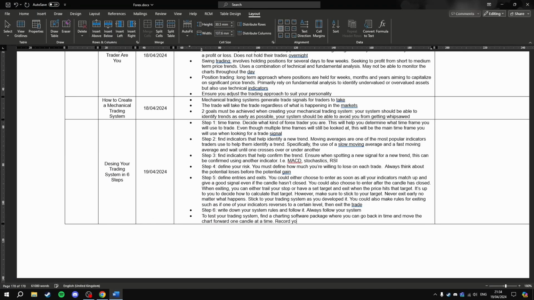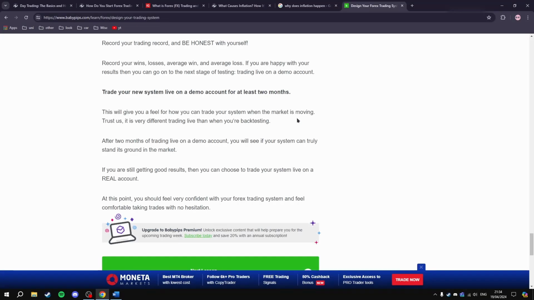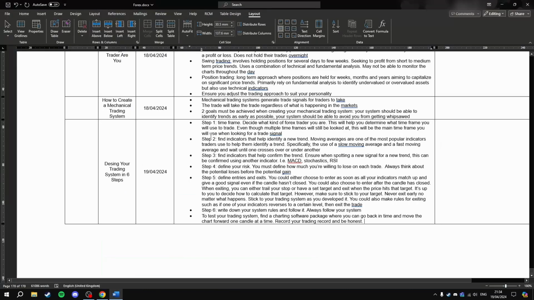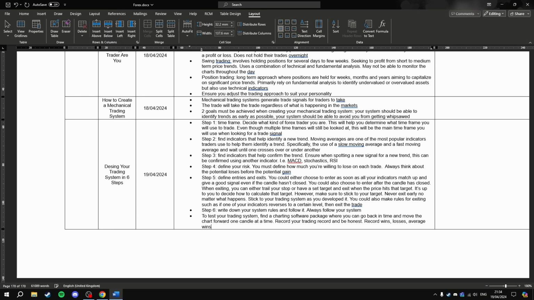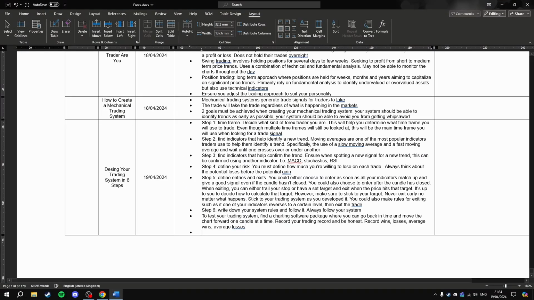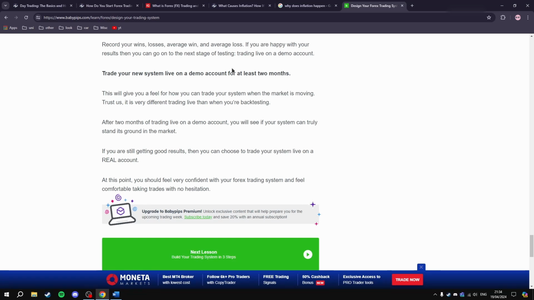Record your trading record and be honest. Record wins, losses, average wins, average losses. If you're happy with your results, you can go to the next stage of testing, trading live on demo accounts.